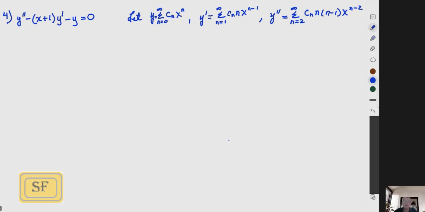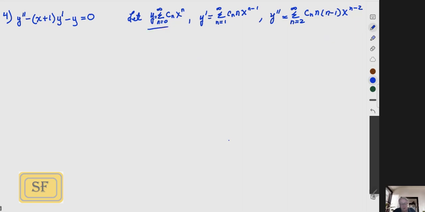Here we have question number 4 from the review. Question number 4 is similar to question number 3. Find two power series solutions of the given differential equation about the ordinary point x equals 0. And we have y double prime minus (x plus 1) times y prime minus y equals 0. So we want power series solutions.